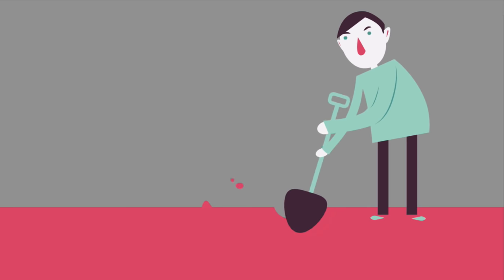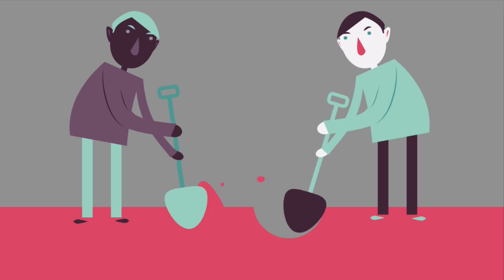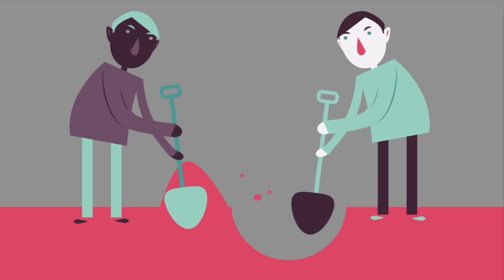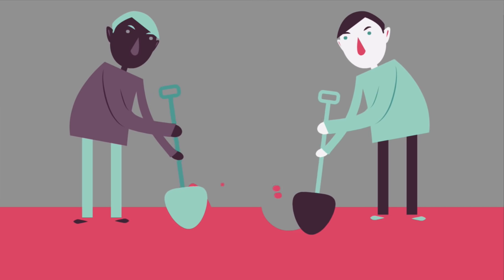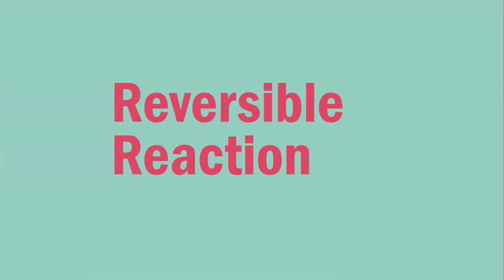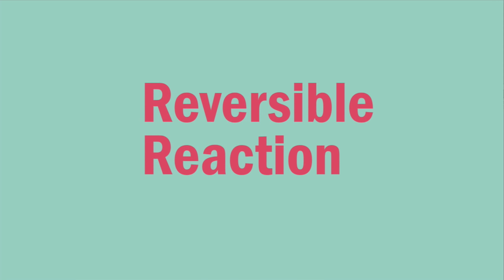Imagine you are digging a hole. You got it? Imagine, as you are digging that hole, your friend is refilling it. If you are digging the hole faster than your friend, the hole gets larger. If your friend is filling the hole faster than you, the hole gets smaller. But if the two of you are working at the same speed, there would be no change to the size of the hole. The same concept can be applied to a reversible reaction.